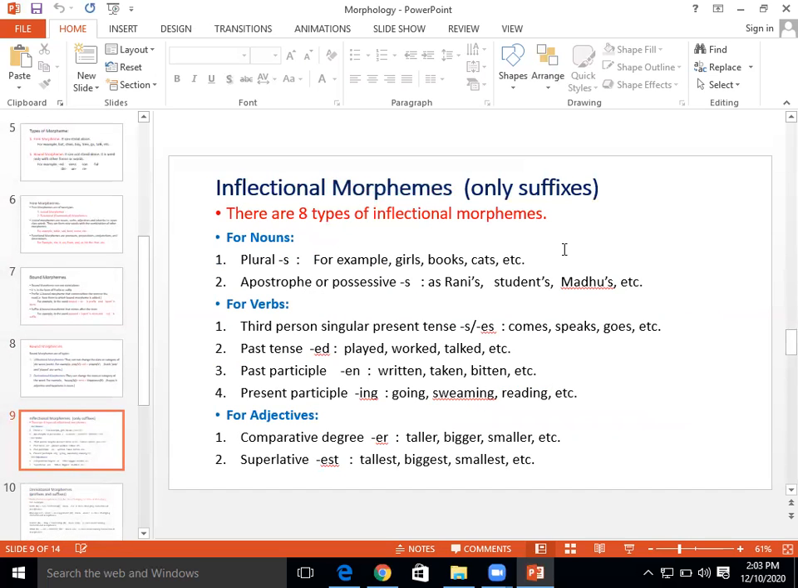Now, there are only 8 types of inflectional morphemes. You have to remember only 8 types of inflectional morphemes.